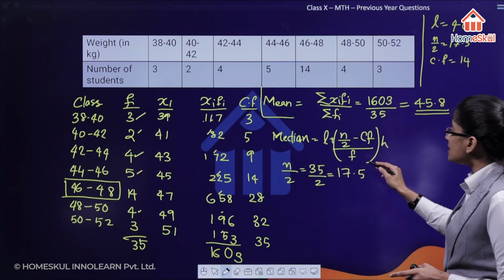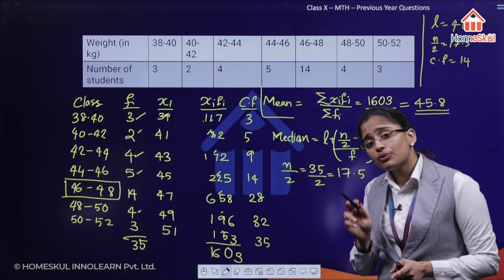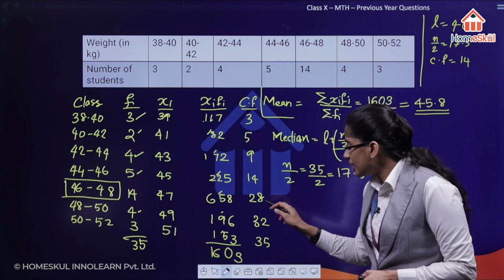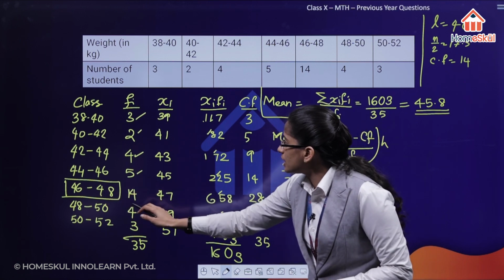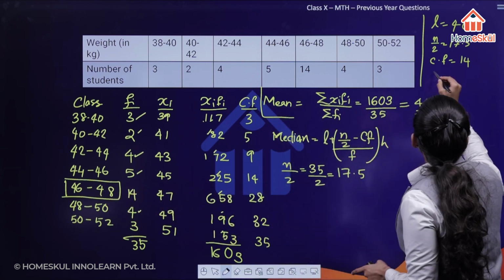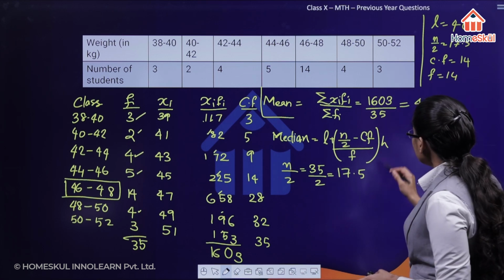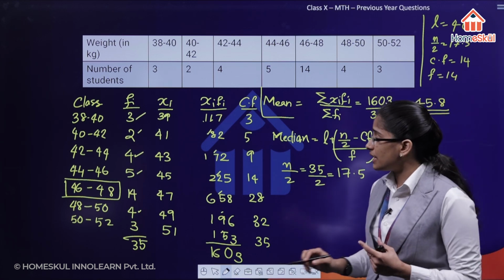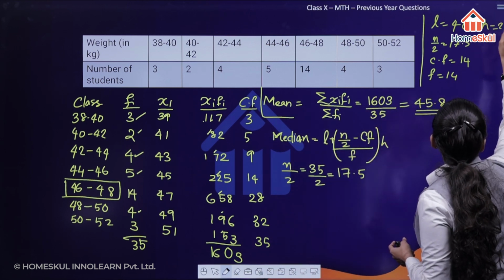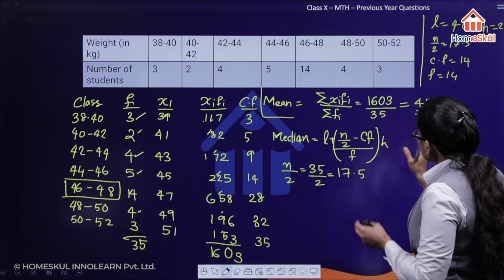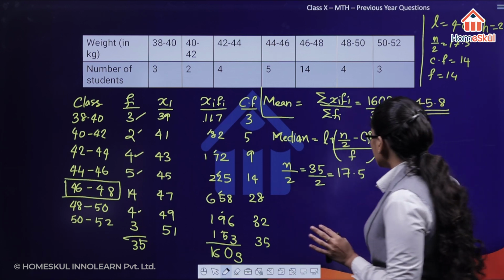Then what about frequency? Frequency is the frequency of the median class. So the corresponding frequency of 46 to 48 is 14. So frequency is also 14. Then H is the class width or class size, 48 minus 46, that is equal to 2. So H is equal to 2. These are the things we are having. We need to substitute the values over here and we will find out the value of median.